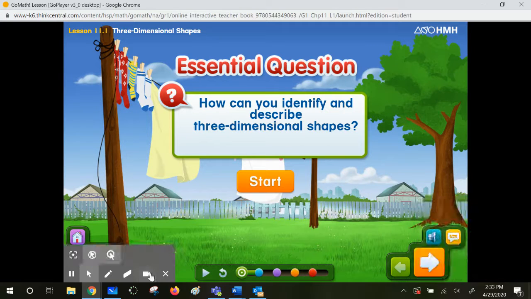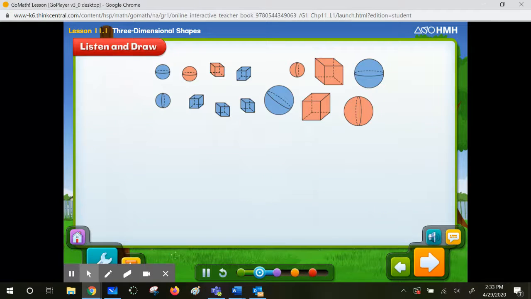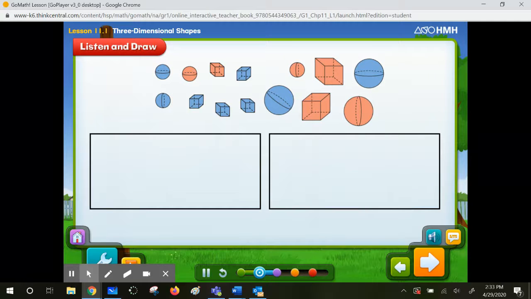How can you identify and describe three-dimensional shapes? Here's a collection of three-dimensional shapes. There are cubes and spheres. How can we sort the shapes into two groups? One way is to sort the shapes by color. Put all the blue shapes into one box.